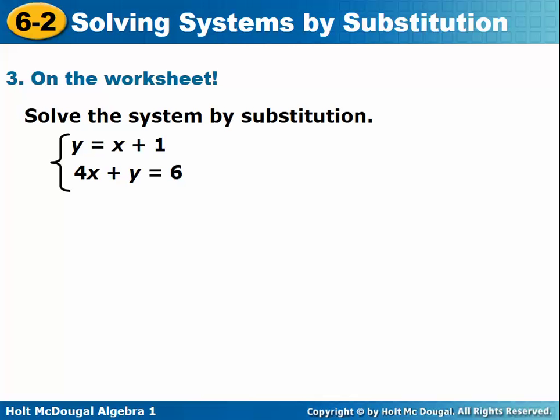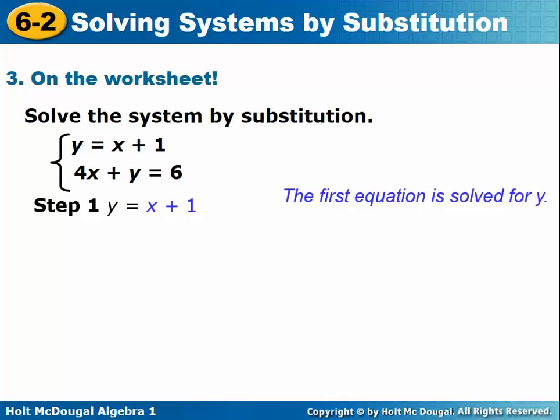All right, here's a problem from your worksheet. We are going to solve this system by substitution. We have y equals x plus 1 and 4x plus y equals 6. Our first step is already done. Our top equation is already solved for y. So we're going to go ahead and start with step 2, which says to take what y is equal to and replace that where we see y in the second equation.